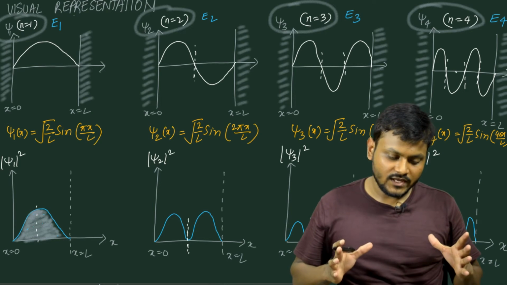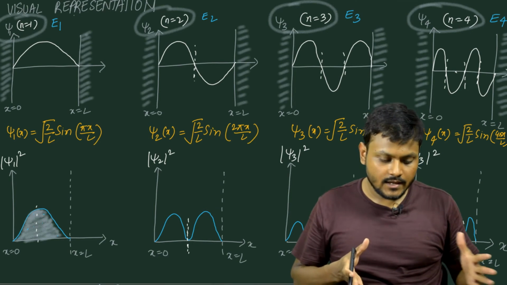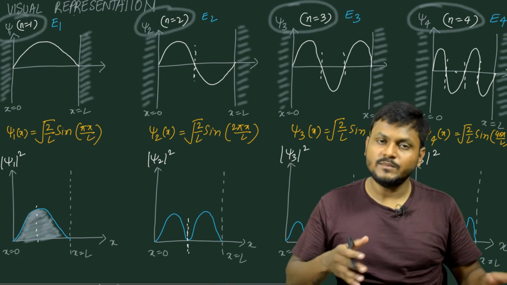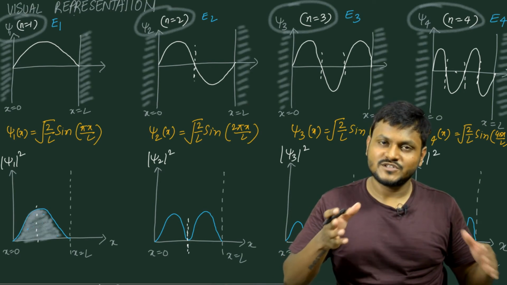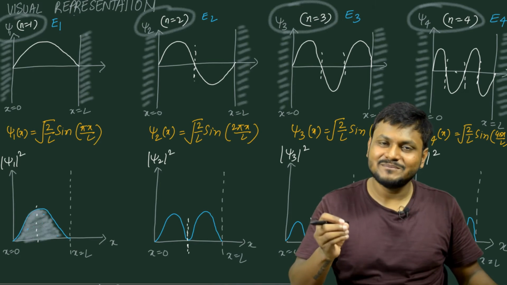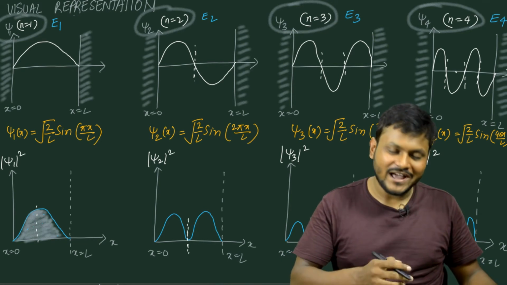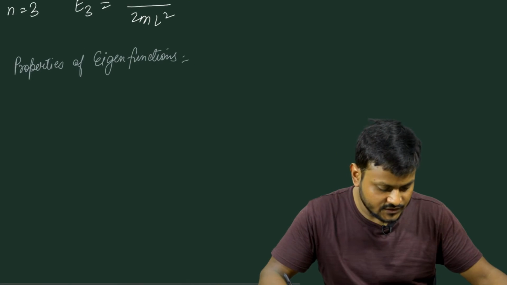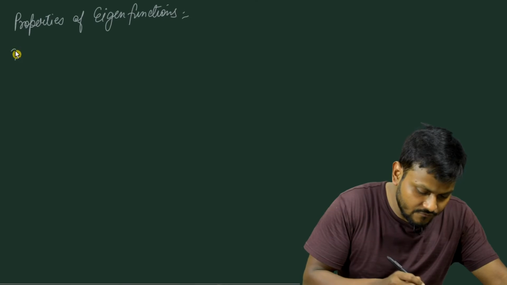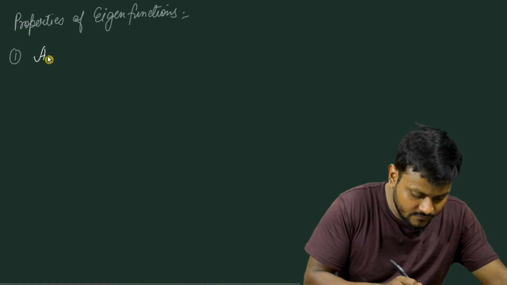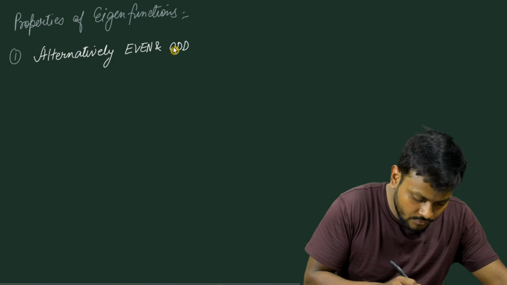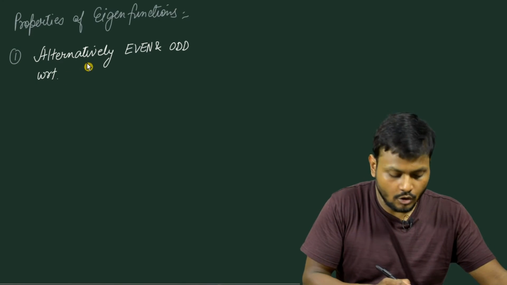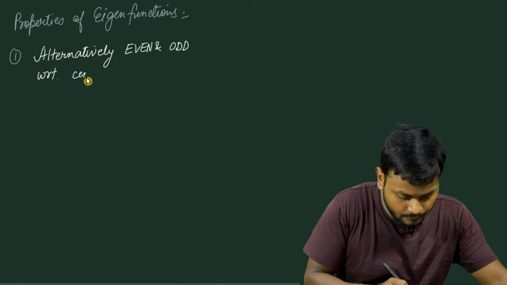Now this is where some of us technically end the discussion on the particle in an infinite potential well. However, let me take some more time. If you have stuck with me till now, let's take some more time discussing the properties of the eigenfunction. All right. Some of the properties of the eigenfunctions are that the eigenfunctions are alternatively even and odd with respect to the axis passing through the origin, or with respect to the center of the well.